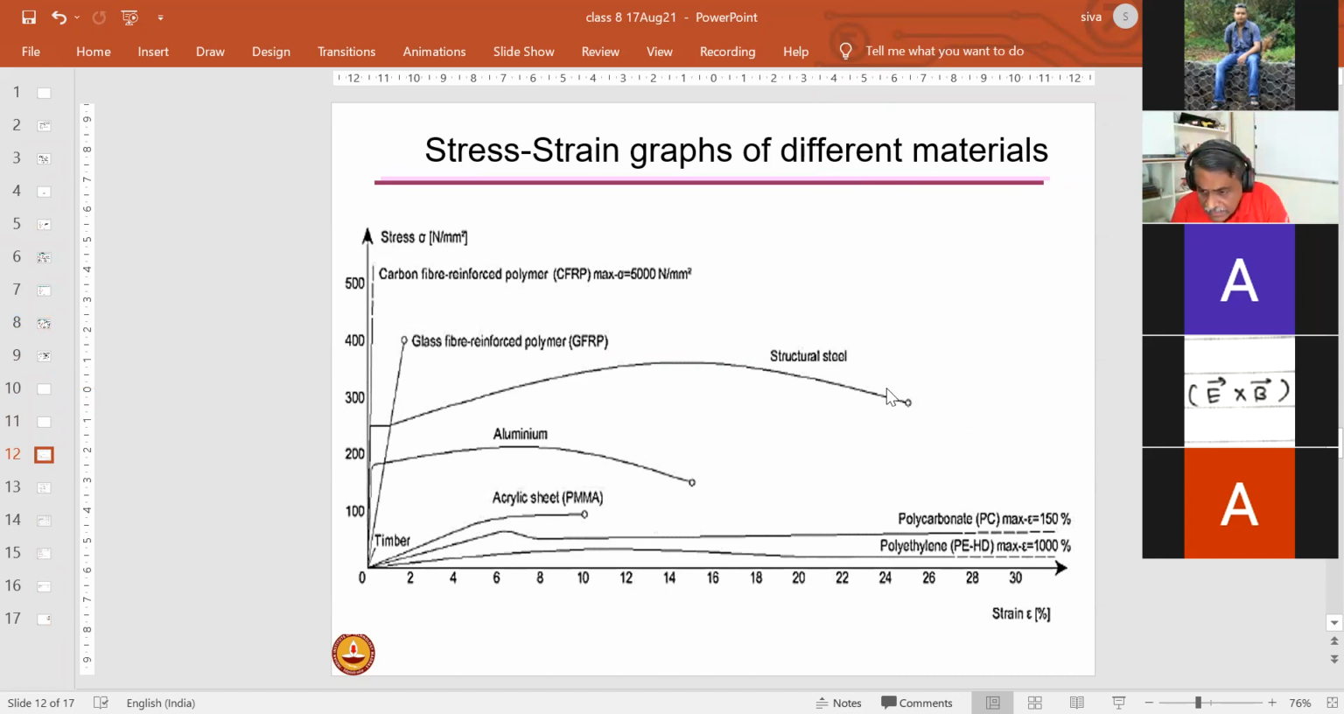Look at this. This is measured as a percentage of the original length, and this is stress in Newton per mm square. I'll tell you why Newton per mm square in a minute. Okay. So I can test various materials. Remember, all these are materials, nothing to do with structures as such. This is a material, this is a material, this is a material.